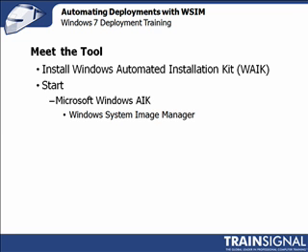That's where you're going to meet the tool we'll use. First, you have to install the Windows Automated Installation Kit, or WAIK. We're using WAIK version 2.0. Then, once you have it installed, you can click Start, choose Microsoft Windows AIK, and then within that program group, you'll find Windows System Image Manager. And the WAIK is supported to be installed on Vista, SP1, and later operating systems, including server operating systems.